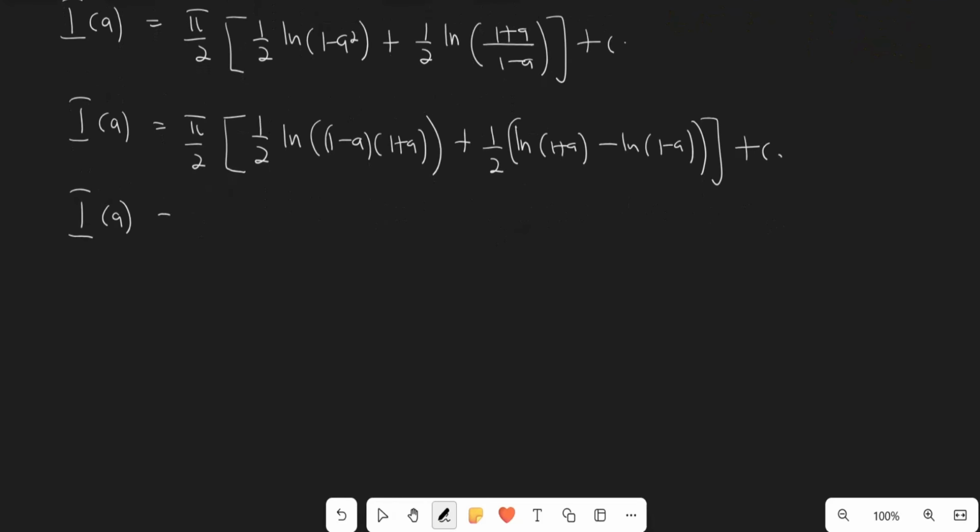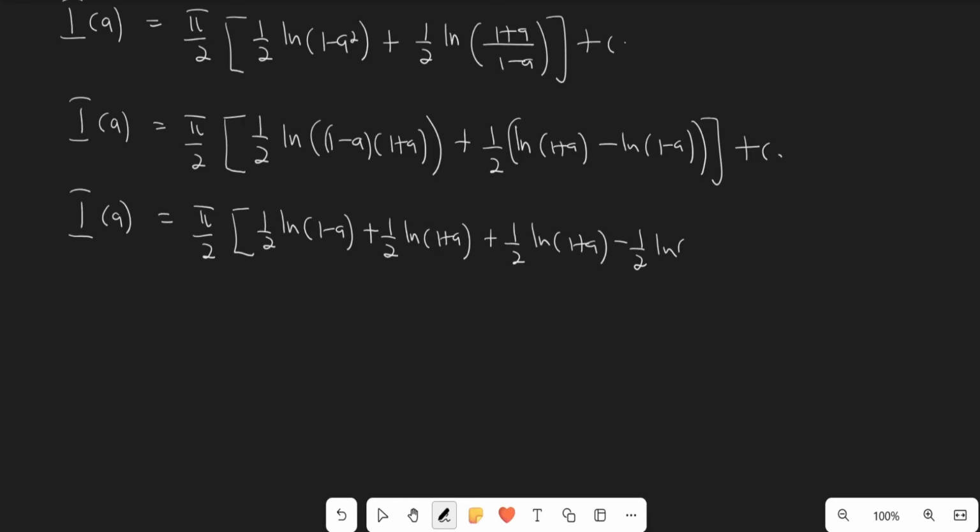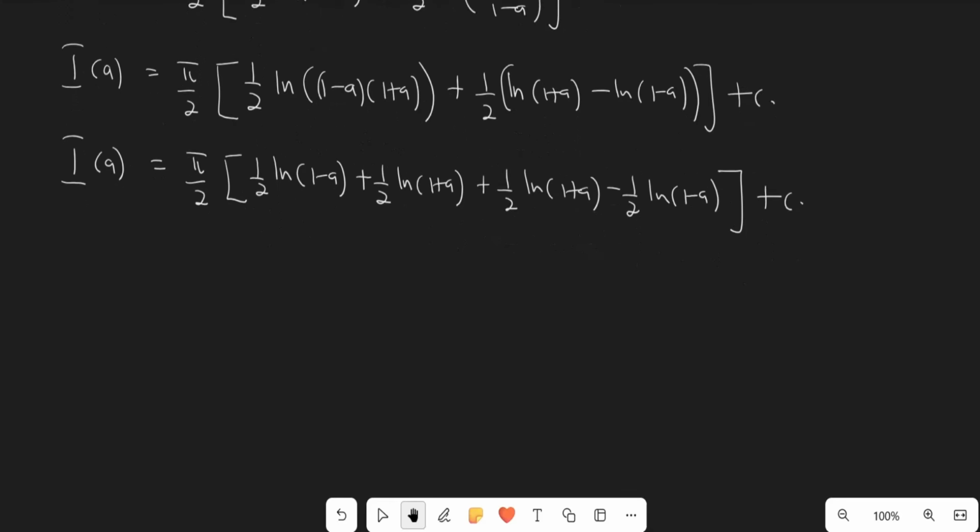I of a is equal to pi over 2. And now applying the laws of logarithm here, this is the ln of something times another thing, right? So that is going to be 1/2 the ln of 1 minus a, and then plus 1/2 the ln of 1 plus a, using the laws of logarithm. Let's distribute the half here. We have 1/2 ln of 1 plus a minus 1/2 the ln of 1 minus a, like this, and then plus the constant of integration.